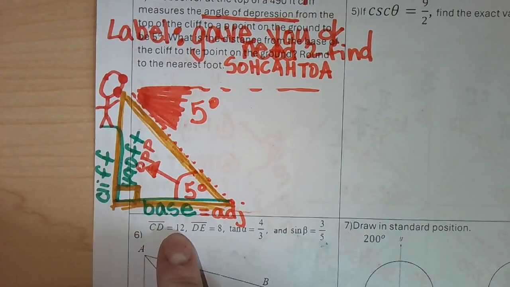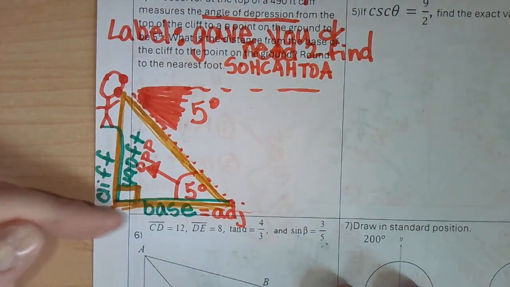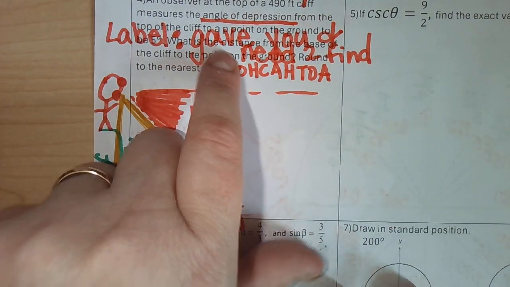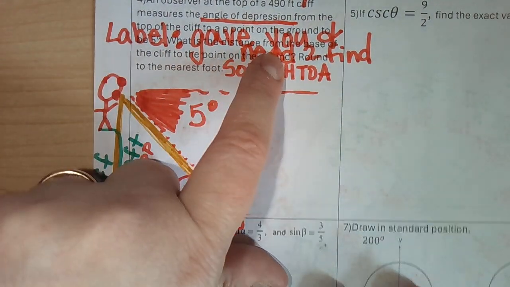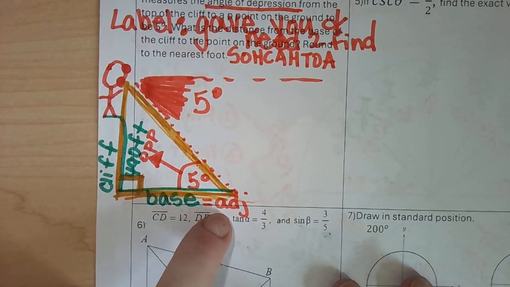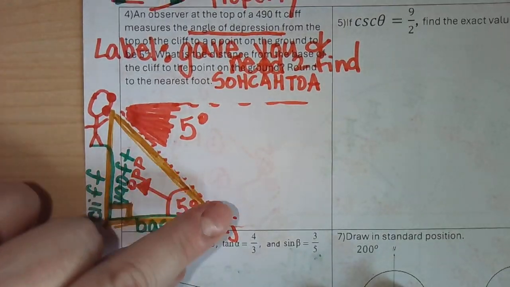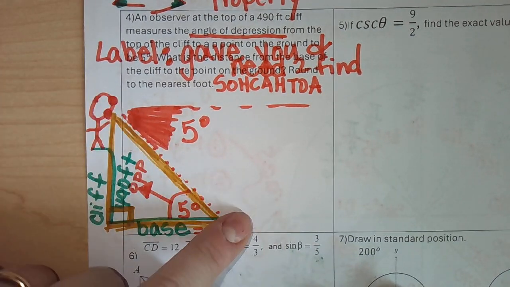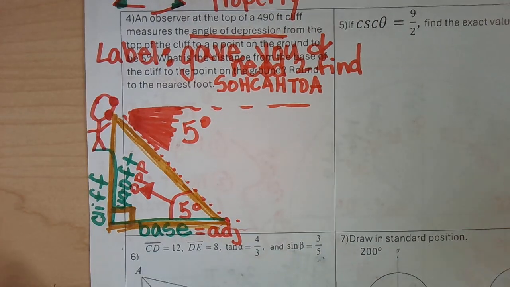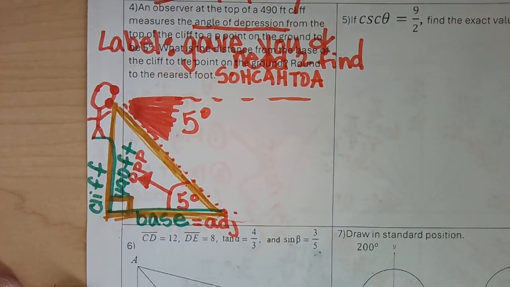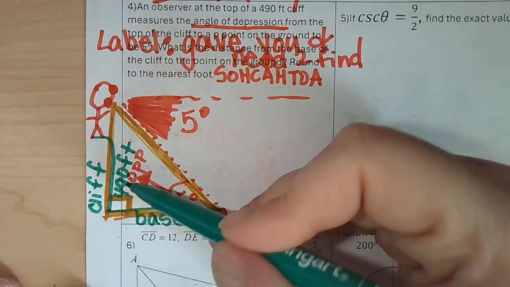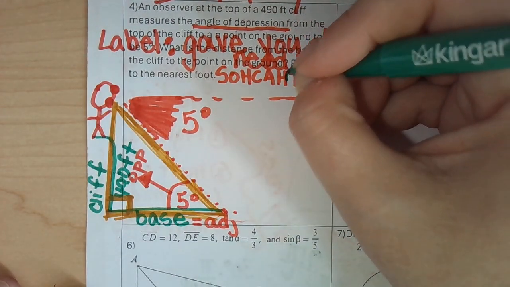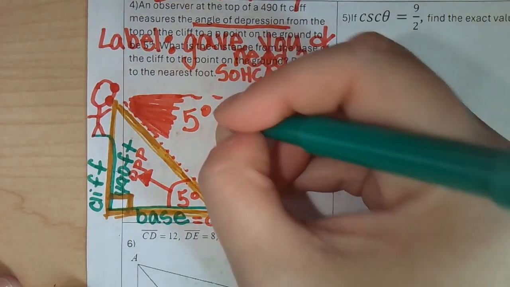So when I labeled my triangle, they gave me the height of the cliff, so I labeled that as opposite. They told me to find the distance from the base of the cliff to the point on the ground, so I labeled that, and it was the adjacent. They did not give me the hypotenuse. They did not tell me to find the hypotenuse. So who cares about the hypotenuse? Not me. Okay, now let's do the math. We have to figure out whether this opposite and adjacent is for SOH, CAH, or TOA. And it's TOA. So let's go.